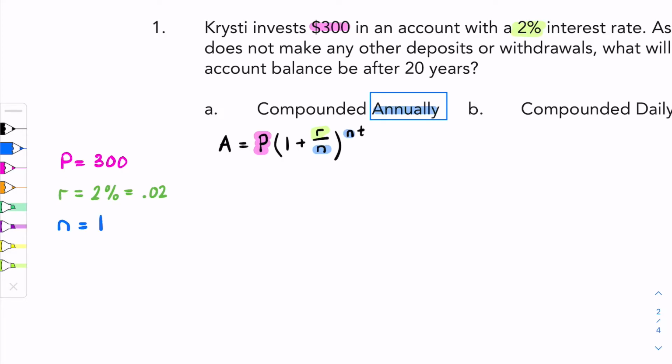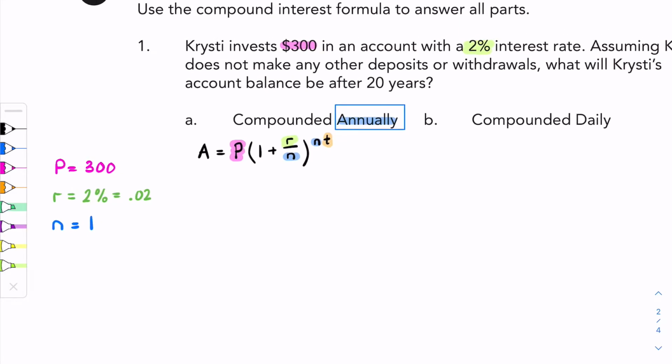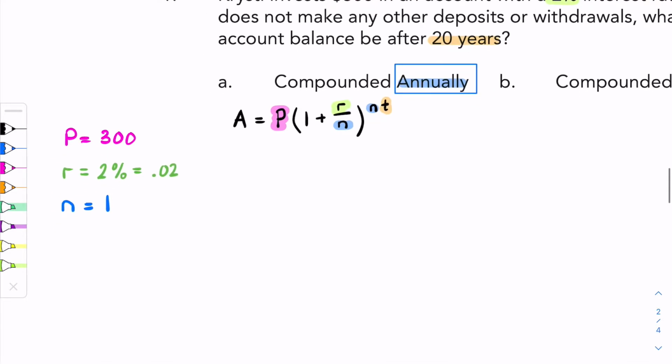Lastly, we need to look at time. How long is Christy investing? This says we want to know what Christy's account balance will be after 20 years. Of course, we could change the time. I could say to you, what would it be after 25 years? Or what would it be after 30 years? But in this particular example, our t value for time is 20 years.